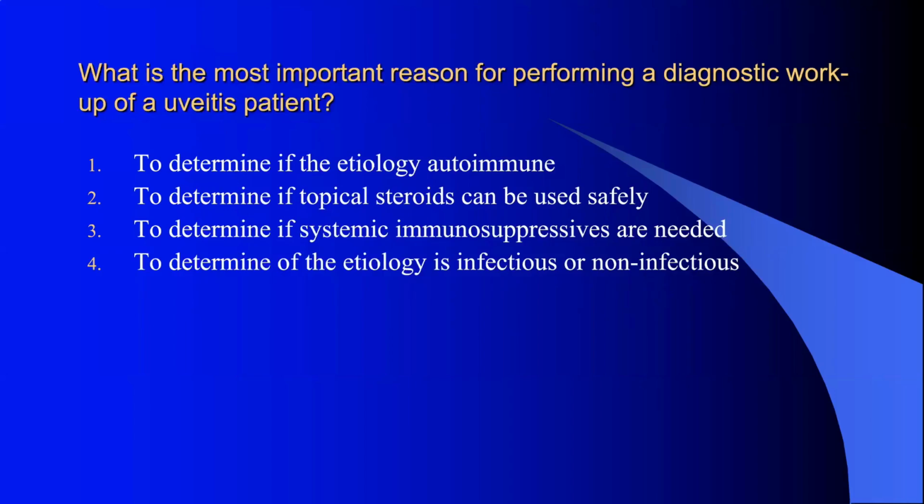So let's start with the first polling question. What is the most important reason for performing a diagnostic workup of a uveitis patient? Is it to determine the etiology, if the etiology is autoimmune? Is it to determine if topical steroids can be used safely? Is it to determine if systemic immunosuppressives are needed? Or is it to determine if the etiology is infectious or non-infectious?